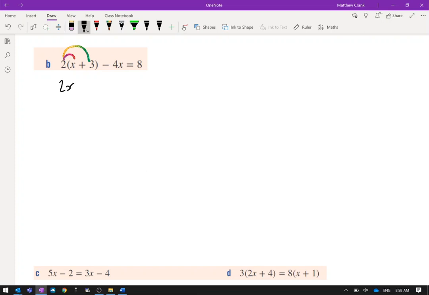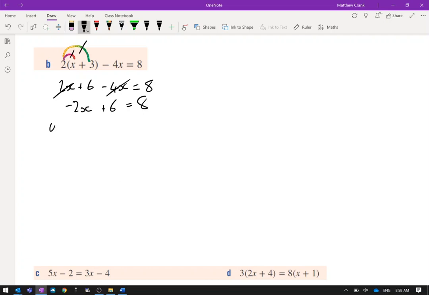2 times x is 2x. Cross that off. 2 times 3 is 6. Cross that off. Now, we haven't done anything with the negative 4x here, so just leave it there. Just like we haven't done anything with the 8, leave it there. So by expanding this now, we can collect like terms in order to reduce this down to only having the pronumeral appear once. So 2x take 4x is going to give us negative 2x. Cross those out so we know what we've used already. And we have a plus 6 left and an equals 8 left.